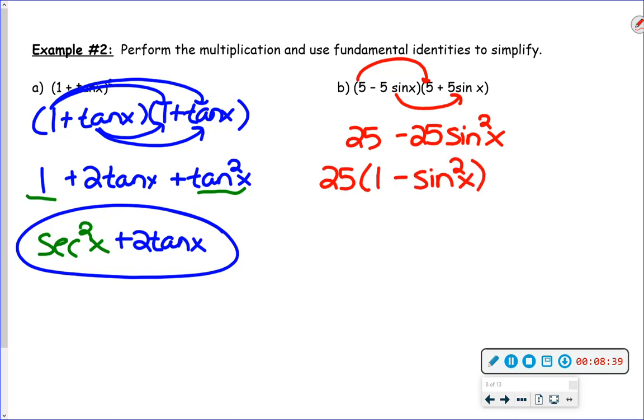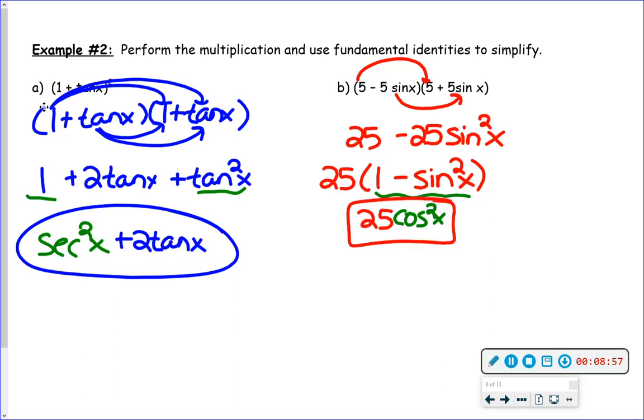All right, now we've got some identities. 1 minus sine squared is a Pythagorean identity. Look on your Pythagoreans on the back of your sheet. It is cosine squared. And then, of course, we have the 25 still in the front. Don't forget about that. Got it.